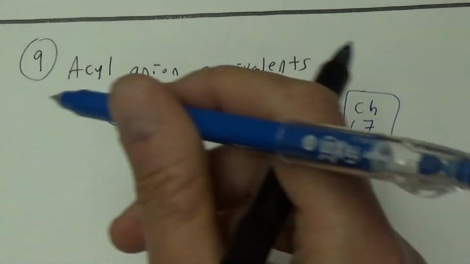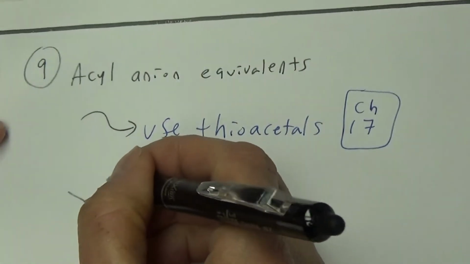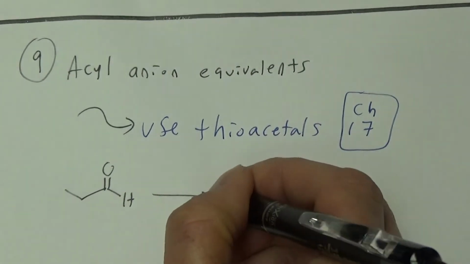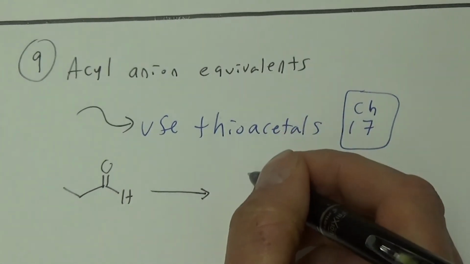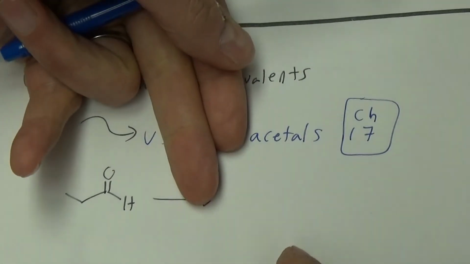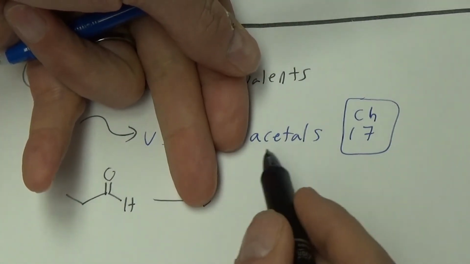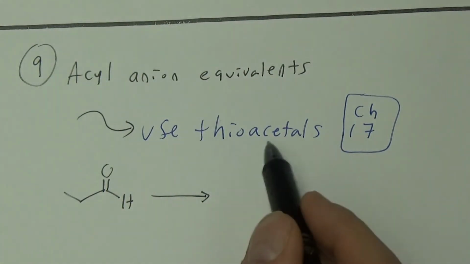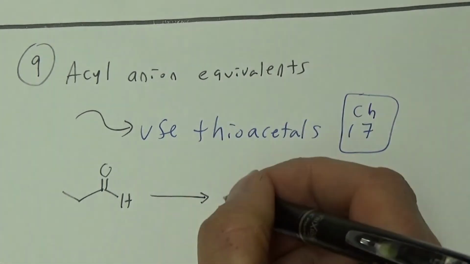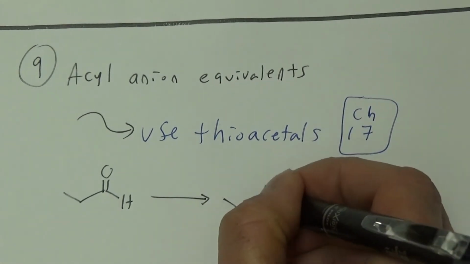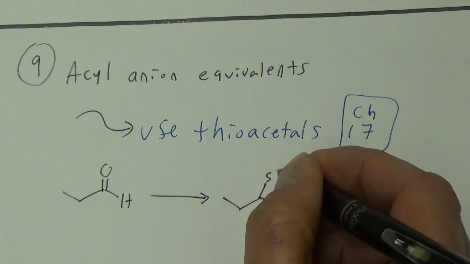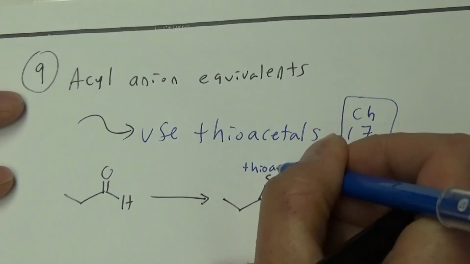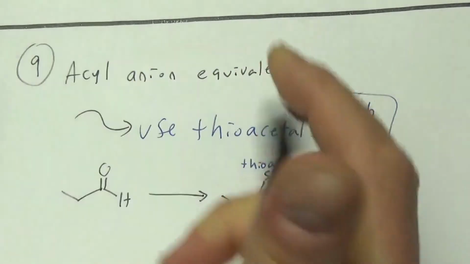What's a thioacetal? So we're going to use the same aldehyde that we were using before. A thioacetal was kind of like an acetal. An acetal was a pair of oxygens on a carbon. I'll show that in a second also. A thioacetal was a sulfur version of an acetal. So this is a typical example of a thioacetal. And how do you make it?